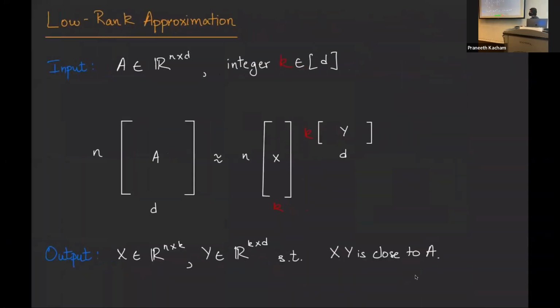Okay, so let me start by defining the low rank approximation problem, at first intuitively. Here we're given a matrix A. Let's say this is a matrix with real entries. It's an n by d matrix. And in addition, we're given an integer k between 1 and d. The goal is to take this matrix A and factor it into two matrices, X and Y, such that the inner dimension of X and Y is k. And we also want the product of X and Y to be close to A in some natural sense.